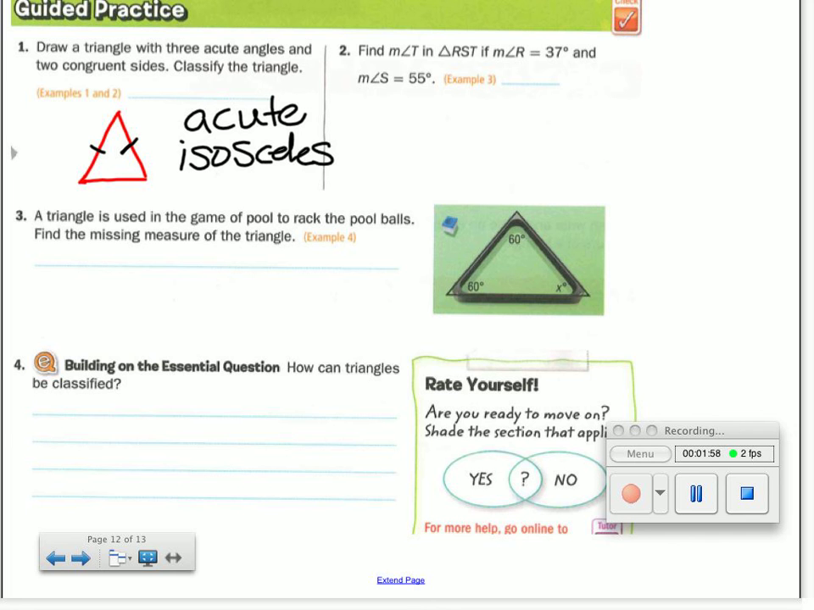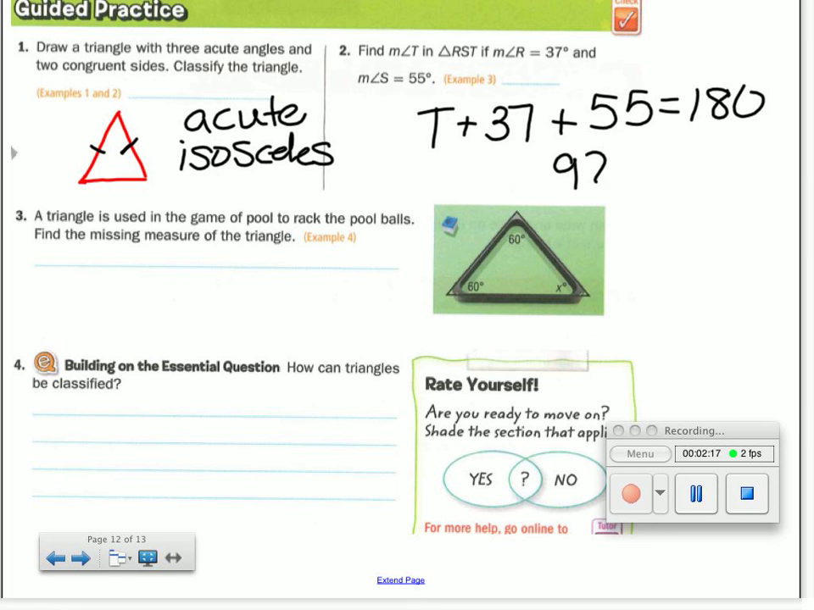180 degrees. So I need to know T plus the 37 plus the 55 is all going to equal the 180. So I would combine the 37 and 55. What do you get for that? 92. 92. And then what do we do to get rid of the 92? Yep. Subtract 92 and subtract 92 from the 180.